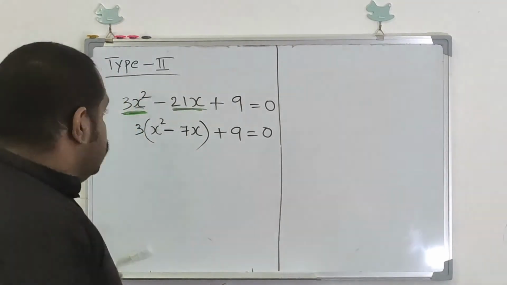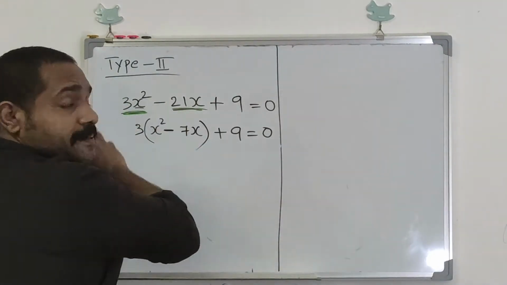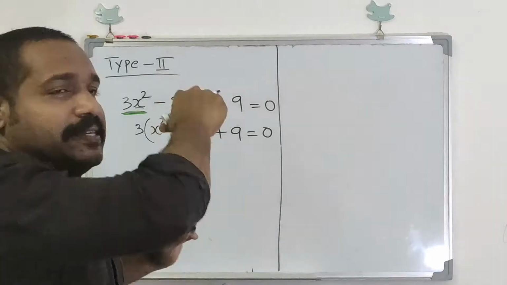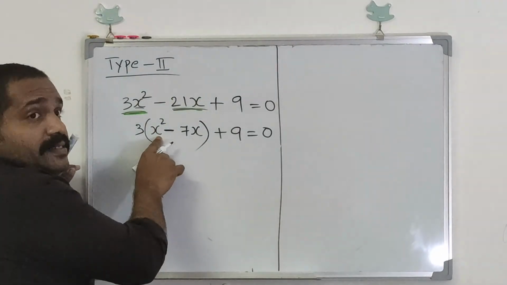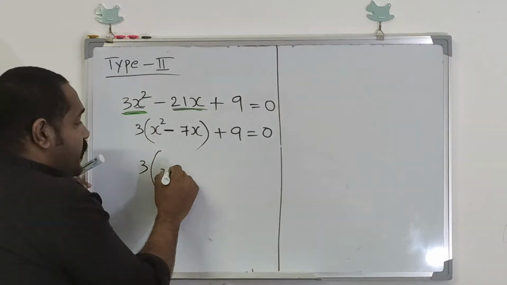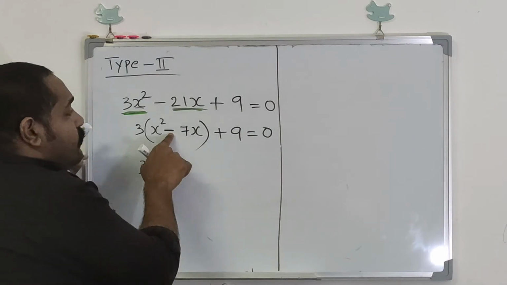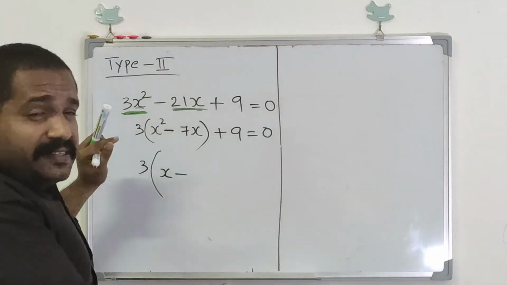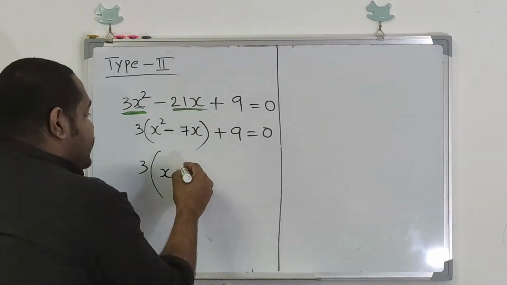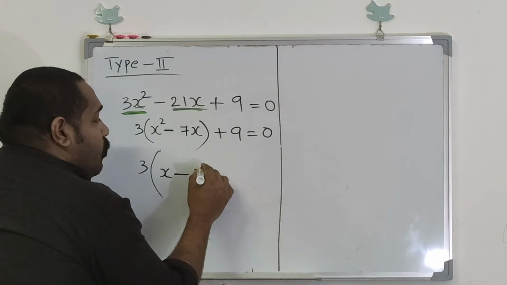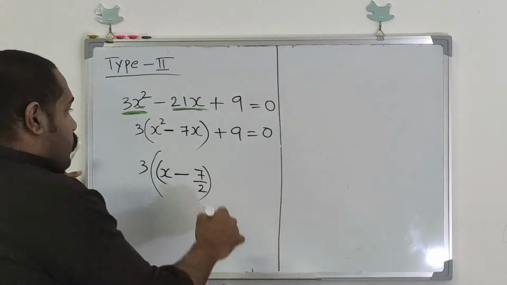I repeat. So we will do the same procedure as type 1 inside this bracket. How? Let's see. So 3 into, so what is this? X square. So you write x. Then what is this sign? That is minus. So you put minus. So what is the half of 7? That is 7 over 2, right? So x minus 7 over 2 whole square.